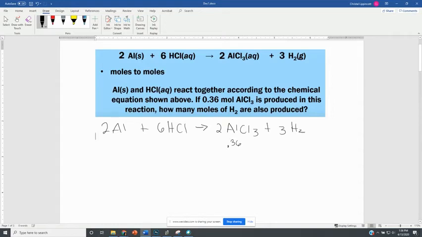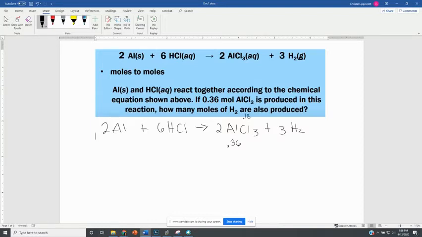Here's the 0.36 that's produced. They want to know how many moles of this. So if we take this value, we bring it up. When we take it up out of this BCA table, you're going to divide. So 0.36 divided by 2 is 0.18.